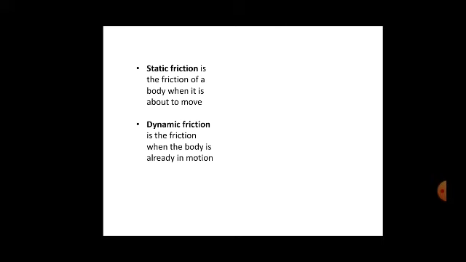Now, static friction is the friction of a body when it is about to move. So when a body is about to move, that friction is static friction, and it is usually the highest friction that exists in between two surfaces. Then the second one is dynamic friction. Dynamic friction is a friction when the body is already in motion. When the body is already in motion, the friction it experiences is dynamic friction. But please, we should know that static friction is usually greater than dynamic friction.